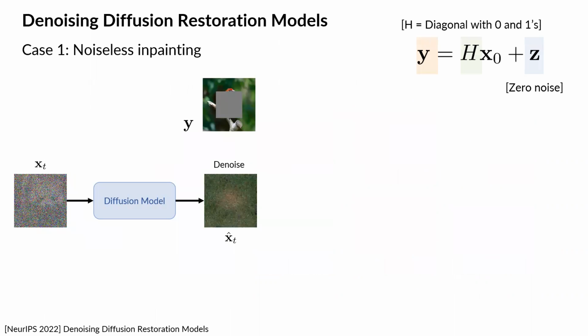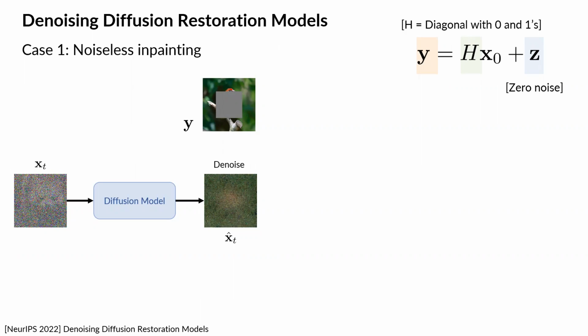To describe the high-level idea of what we do here, we first consider the easiest case, which has also been discussed in prior works. This is the case of noiseless inpainting. Specifically, we observe a particular y, and this y is like a masked image. Mathematically, you can think of H as a diagonal matrix with terms of zeros and ones. For the zeros, you just don't observe them, and for the ones, you observe them exactly. And y here has zero noise.